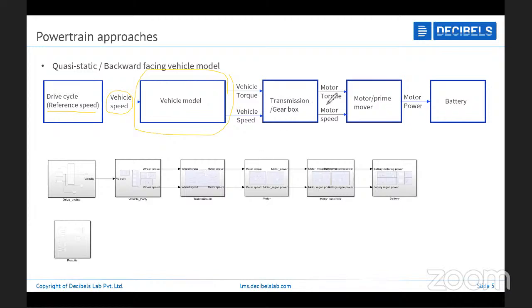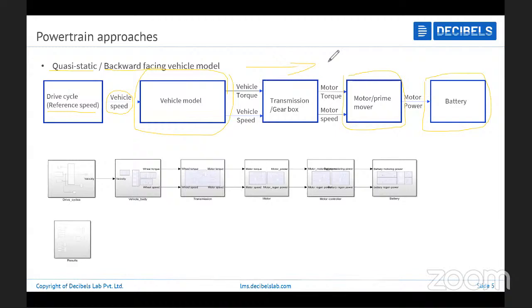Later we'll be using a transmission system. From that, we get the motor torque and the motor speed. Then from the motor subsystem, you get the motor power. Later, you are dealing with the battery. So you can consider that we are going in a backward phase. We can also call the quadratic approach a backward facing vehicle model.